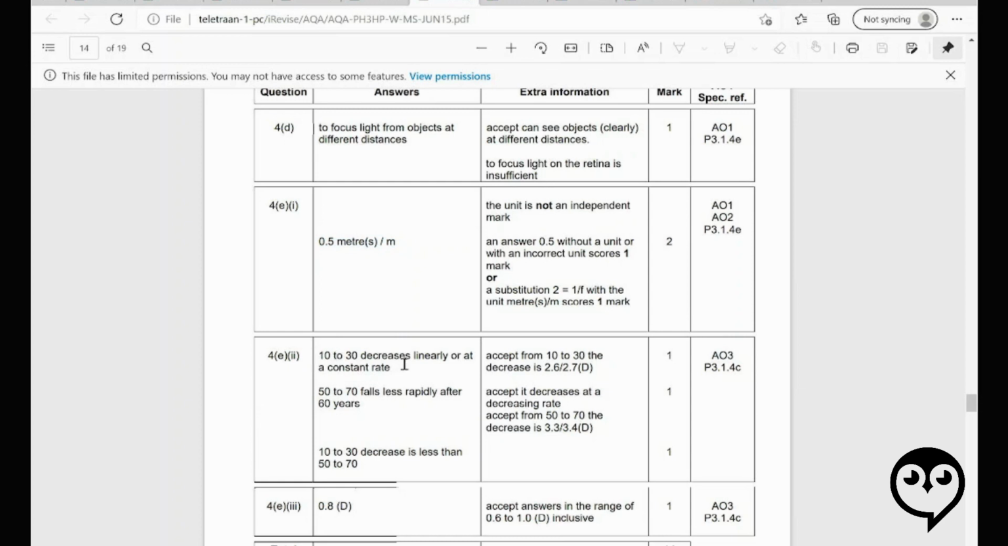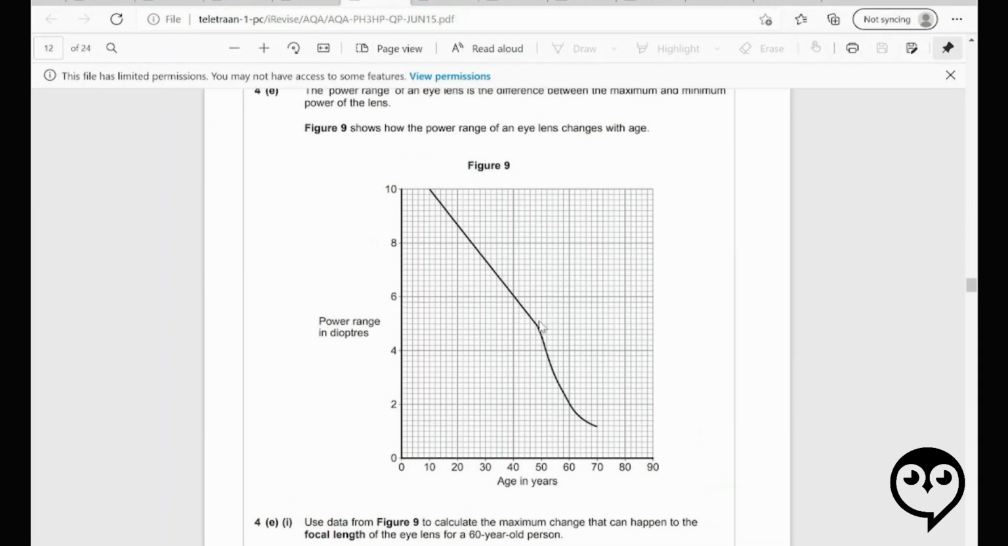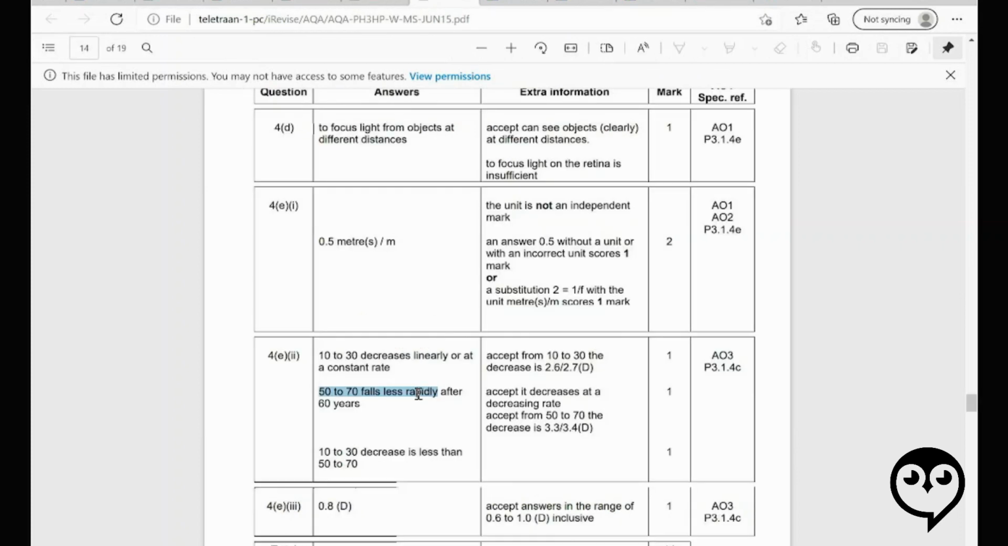Okay, so 10 to 30 decreases linearly, or at a constant rate. That's what we said. If you wanted to calculate the gradient, you could. We said 50 to 70 falls less rapidly, after 60. To me it's sharper, but at about 60, that's where it levels off. So it's less rapid after 60, but it is quite a faster drop, I would say. It decreases at a decreasing rate, we said.